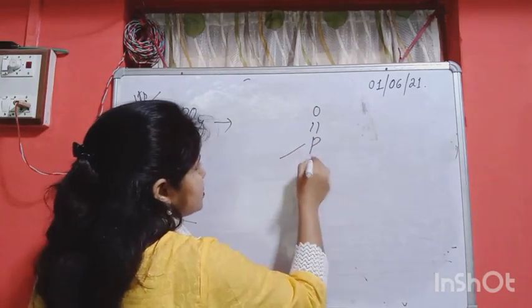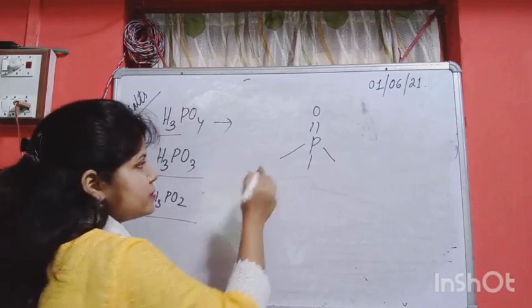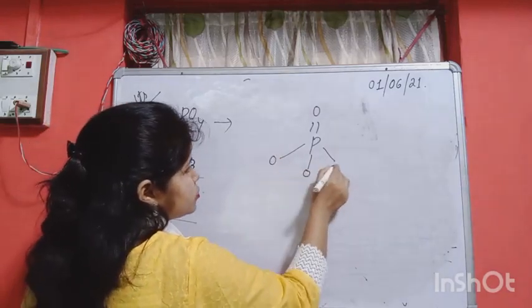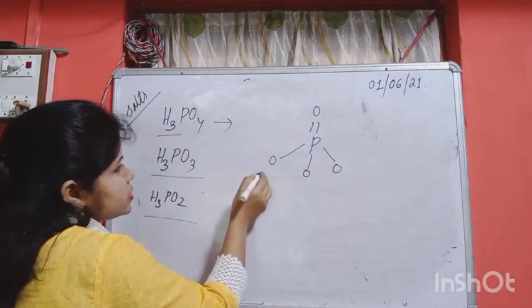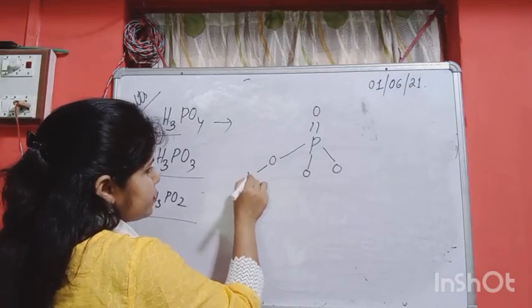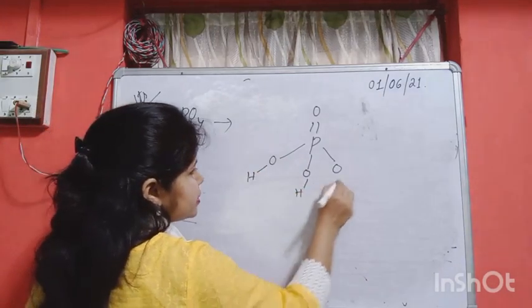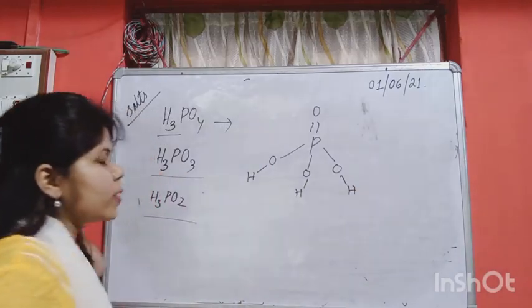4 oxygen. So 1 is there, 2, 3. Phosphorus has 5 valency. So 1, 2, 3. In the last one, how many hydrogen are there? 3. So here I will consider hydrogen here, hydrogen here, hydrogen here. So what will happen here?